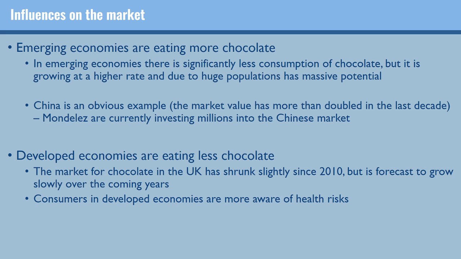So there's going to be people who now have access to more money who are going to be buying more chocolate. So the potential for growth, China's an obvious example. The market value for China has doubled since 2009, more than doubled in fact, and is forecast to grow as well. It's not growing at quite the same rate as it has in the past, but obviously you know how big China is, you know how many people there are there. The population is absolutely huge. So if you can become the market leader in China and it continues to grow, you're in the money basically.